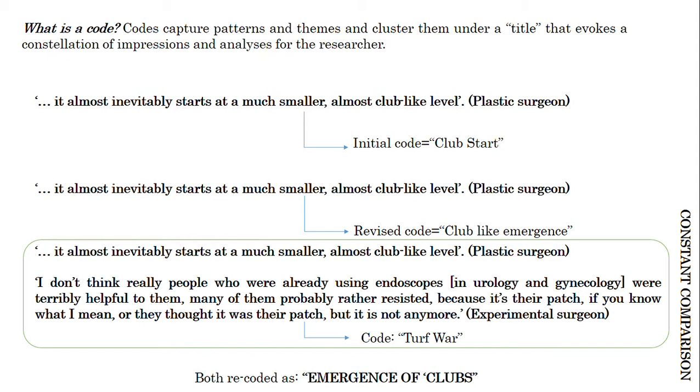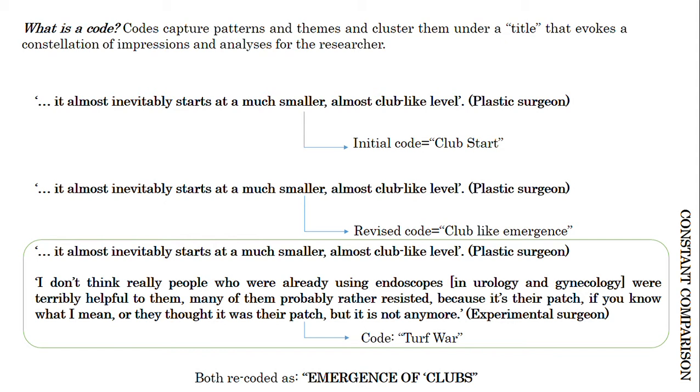Now when you have all these codes, then you again go back to the field, you collect some more data, transcribe it, and you try to see whether you are again getting club start, club emergence, turf war, or you are also getting some newer codes for the same topic that you are exploring. If you are getting some newer codes, then you add some more to this initial coding, and so you will have a collection of 10, 15, 20 codes together.